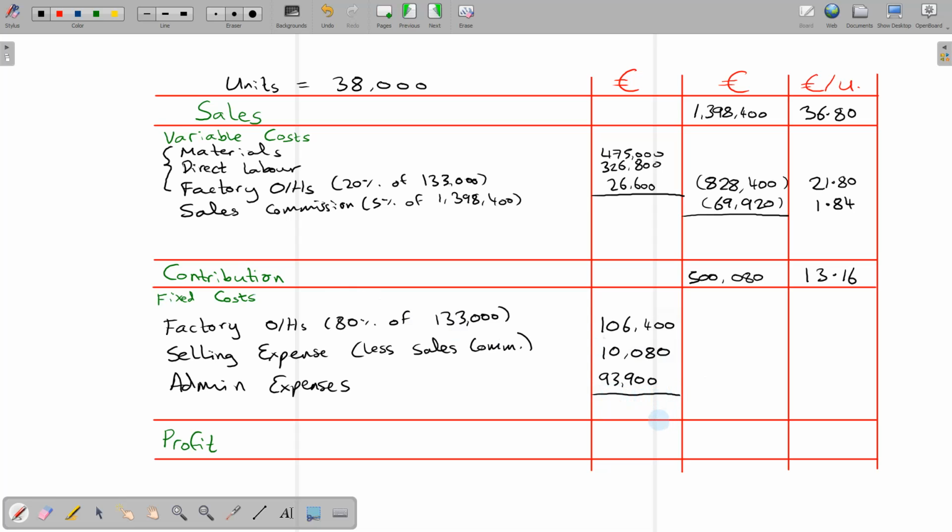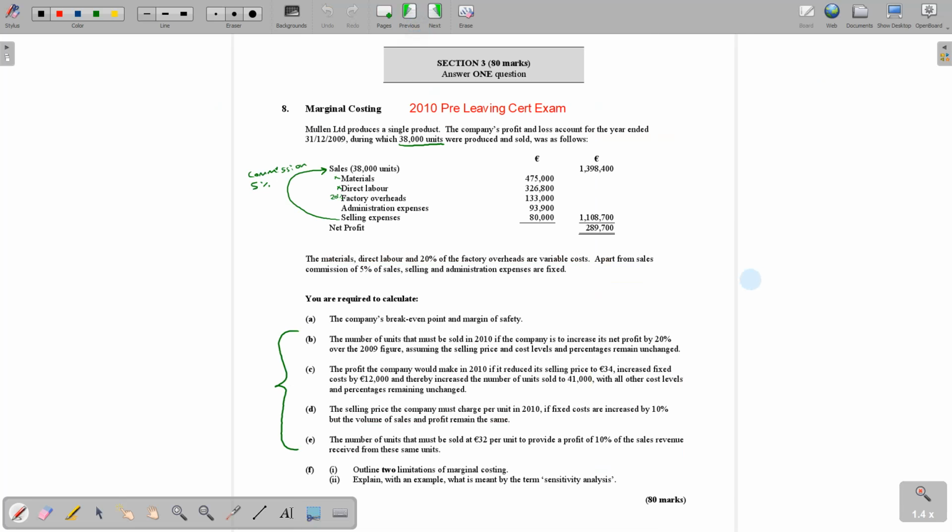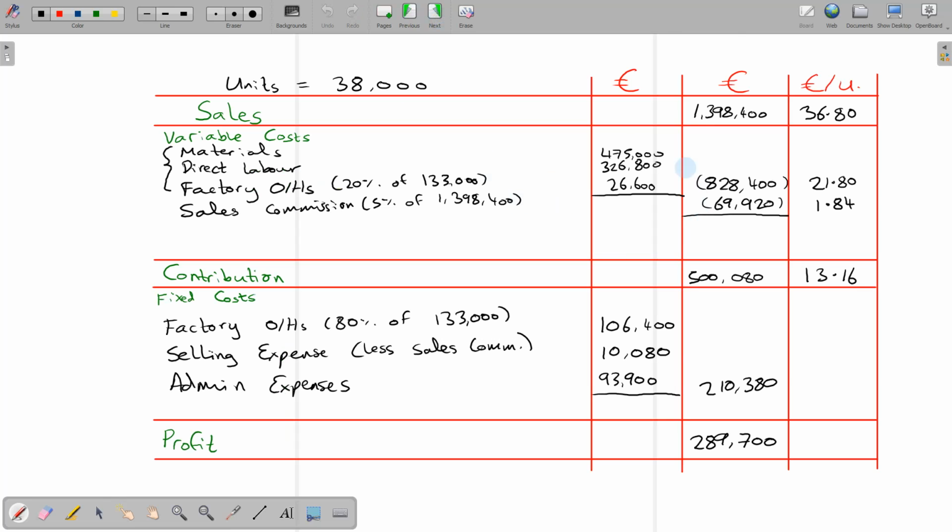So the total there is 210,380. That means our profit then is 289,700. So at least we know now we're in the right place. So now we can do a break even. It doesn't tell you that you must do that, but by creating this, it will make all the other questions, or our life, so much easier.